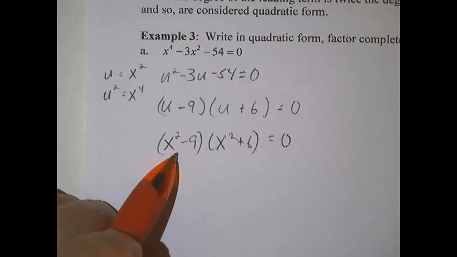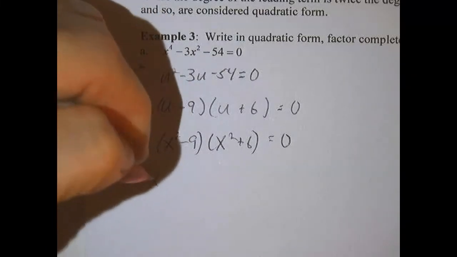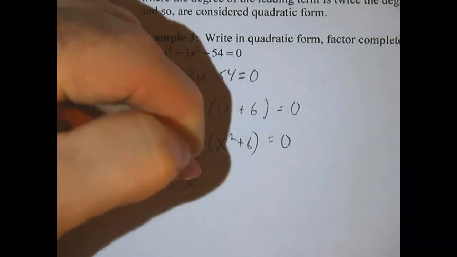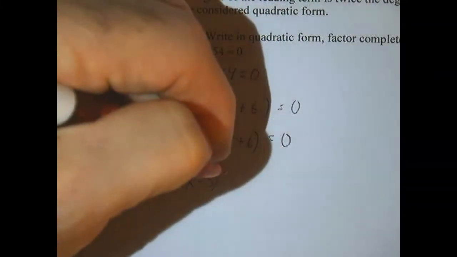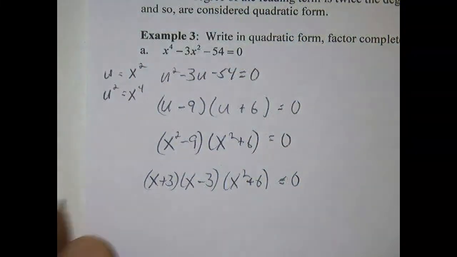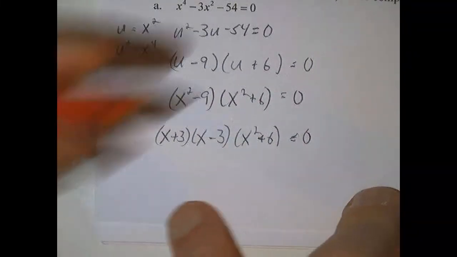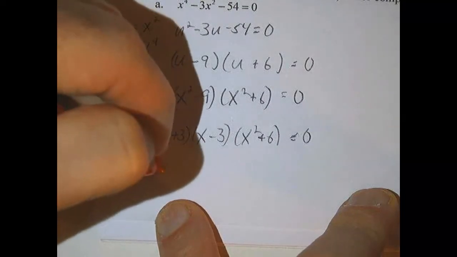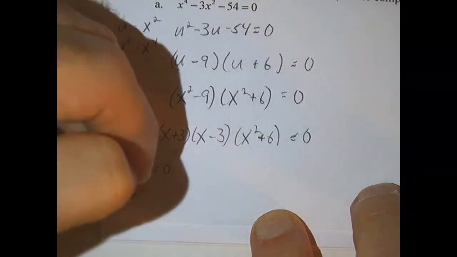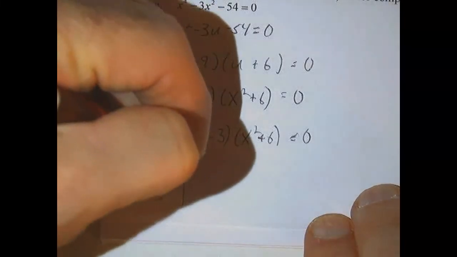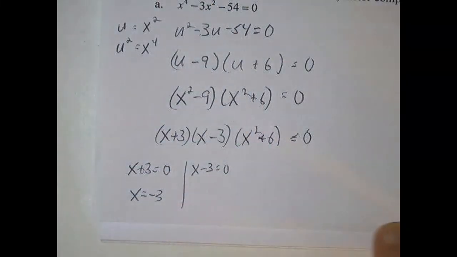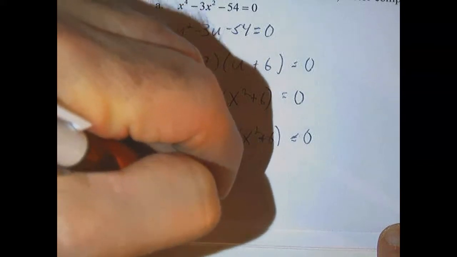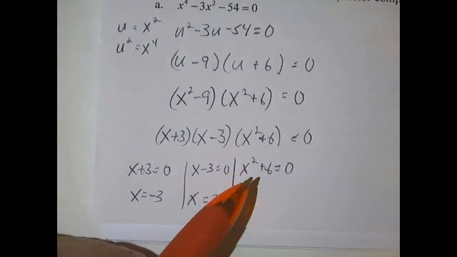We can finish solving this. It's a difference of squares, x plus 3, x minus 3, and then we can't factor a sum of squares, so it's times x squared plus 6. When we want to solve that equaling 0, we set each factor equal to 0. So x plus 3 equals 0, which means x equals negative 3. x minus 3 equals 0, which means x equals positive 3. And x squared plus 6 equals 0, which has no real solution.